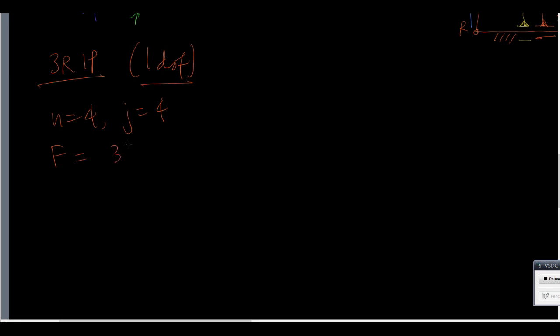Here's what happens. 3R1P. Remember, we satisfied ourselves that it was 1 degree of freedom. Well, n equals 4, j equals 4, F equals 3 times 4 minus 1 minus 2 times 4. That is equal to 9 minus 8 equals 1. Right?